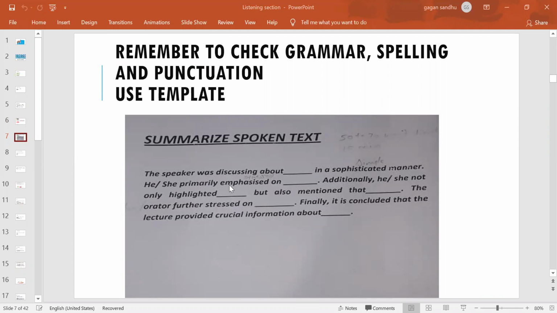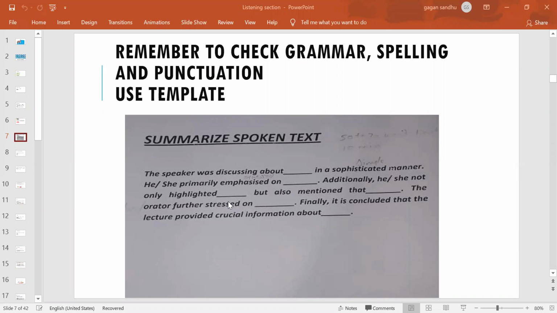So it says the speaker was discussing about dash in a sophisticated manner. Whatever the topic of the lecture, let's suppose it is about the solar system. So we have written "he or she," depending on whether the speaker is male or female. For a male we use "he," for a female, of course, "she," primarily emphasized on. So what he primarily emphasized on, two planets named Jupiter and Venus, right?